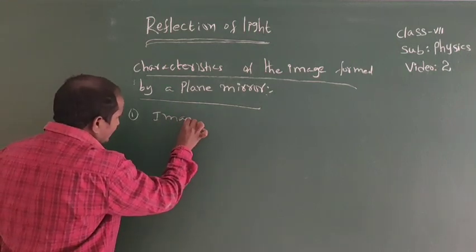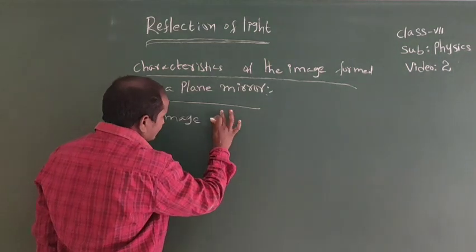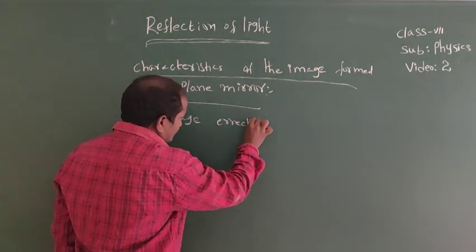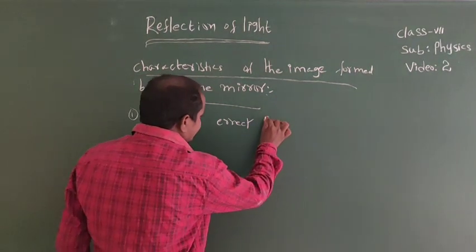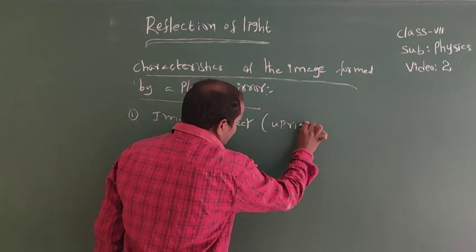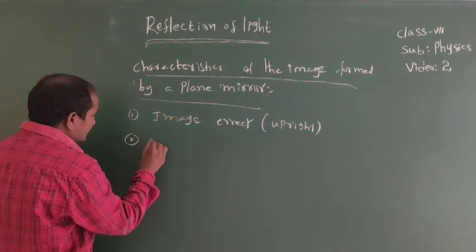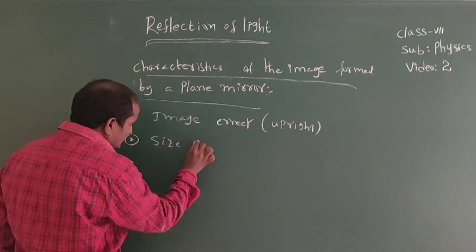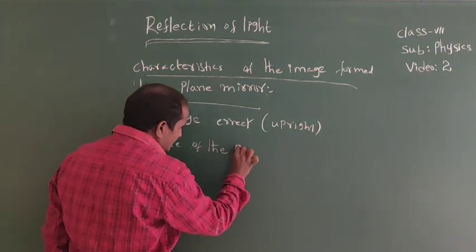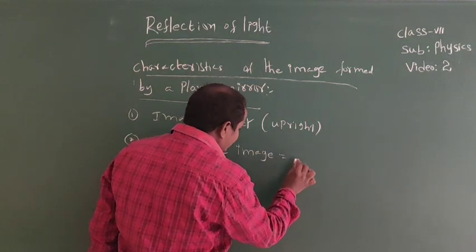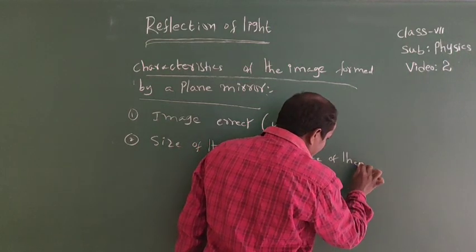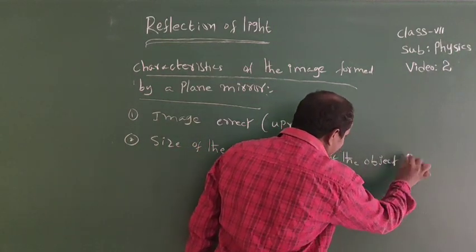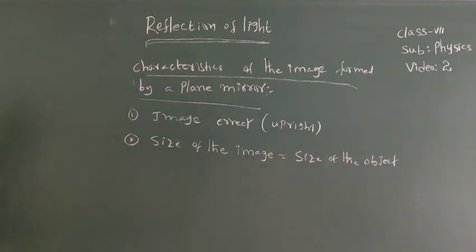The image formed by the plane mirror is an erect image, means upright will not change. Next one, size of the image. The size of the image is equal to the size of the object.